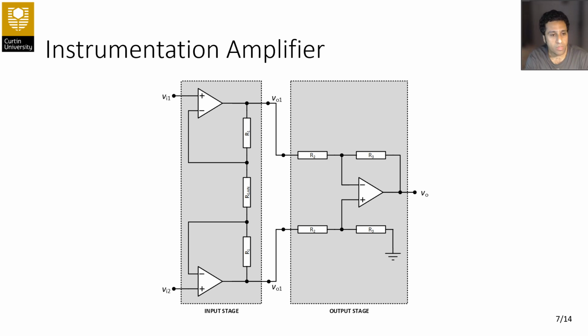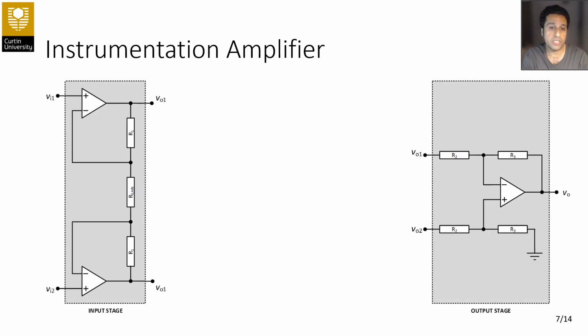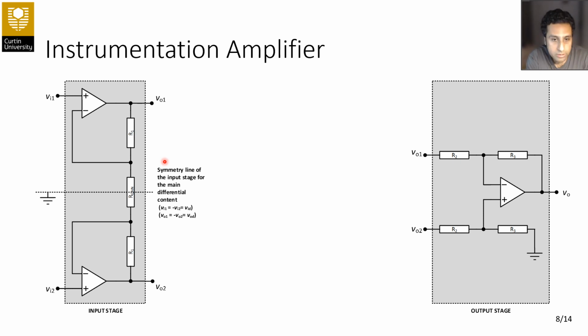So we can split this configuration into 2 main parts: input stage and output stage. Interesting point about the input stage is that you can see a very nice symmetry from the top and bottom of this configuration. You can see R1 is here. Again, we have R1 here. We have 2 identical op-amps here and R gain in between. So basically from the midpoint here, we have a very nice symmetry. And we can basically fold this circuit from that line to analyze the other part.